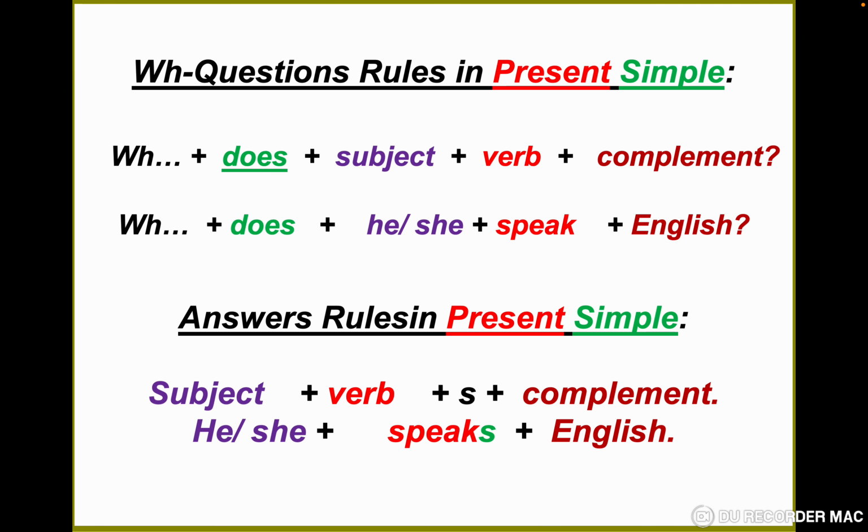WH questions rules in present simple. So we have WH word plus does plus subject. The subject in this lesson is just he and she, plus verb plus complement. Answers rules in present simple. When we want to answer, we write the subject he or she plus verb plus s. So don't forget the s, plus the complement. We have: he speaks English. She speaks English. Let's continue.